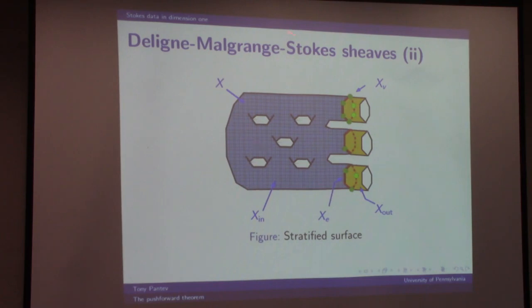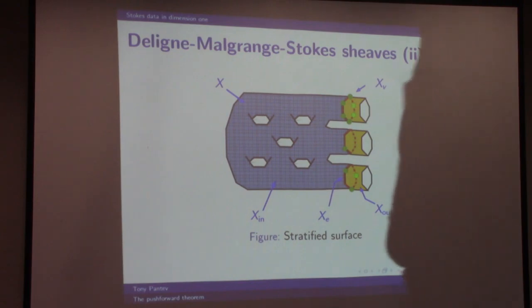This is the picture. So X is the surface. The inner stratum is this blue thing. The outer strata are these yellow cylinders that go near the punctures. The one-dimensional strata, so there are these circles here that separate the inner and the outer stratum. They're near the boundary, and we've broken them into arcs by points. So the red ones are the one-dimensional strata, and the green points are the zero-dimensional strata.